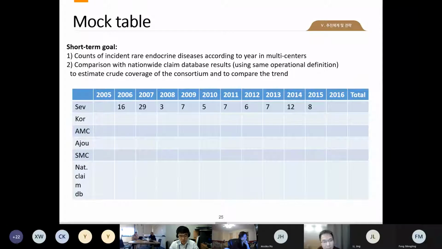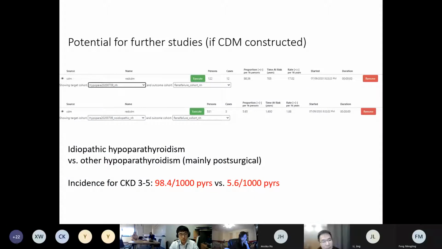So these are mock tables for our short-term goal to count how many patients per year for the multi-center studies, and then compare it with the National Claim Database. How many patients can we capture by this study consortium? After constructing this cohort, hopefully the potential for further studies could be studying their prognosis and the risk factors, which cannot be performed in a single center because of the lack of numbers, which is a characteristic of rare disorders. So with the multi-center approaches using CDM, we can apply much more informative approaches using this tool.